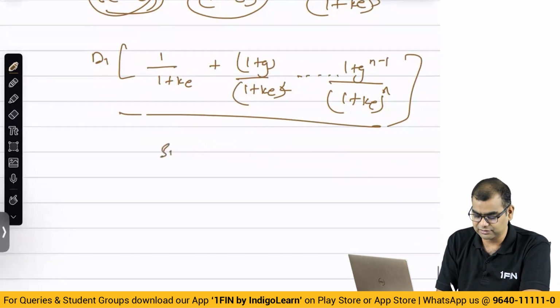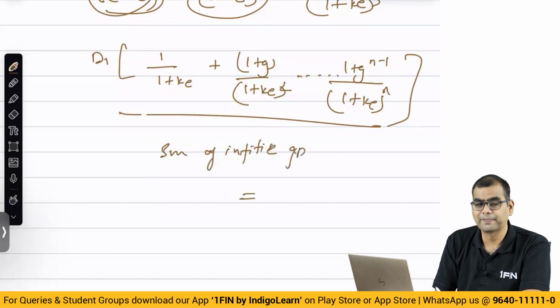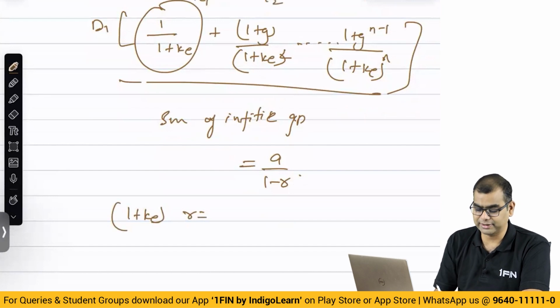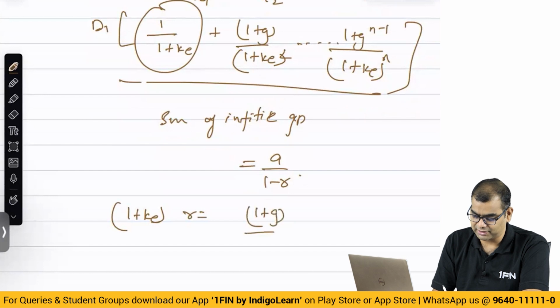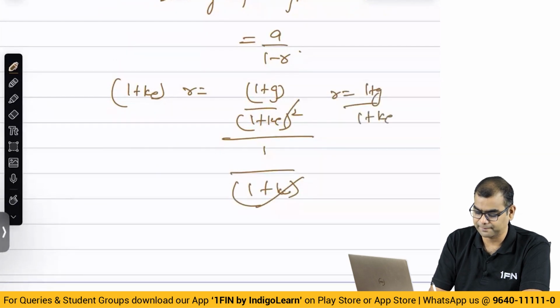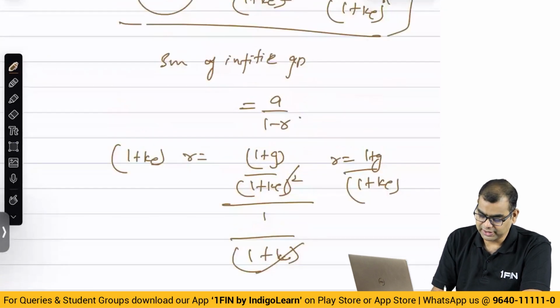So what is the sum of an infinite GP, if any of you guys remember? A by 1 minus R. A by 1 minus R. Now here let us assume A is 1 by 1 plus KE. What is R? R is term 2 by term 1. So what is term 2 by term 1? (1 plus G) by (1 plus KE) whole square divided by 1 by (1 plus KE). So this gets cancelled. So R is equal to (1 plus G) by (1 plus KE). Correct?